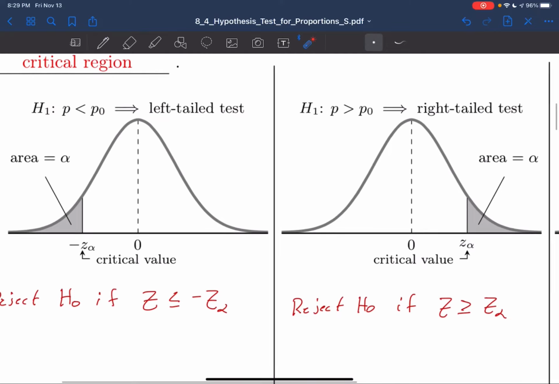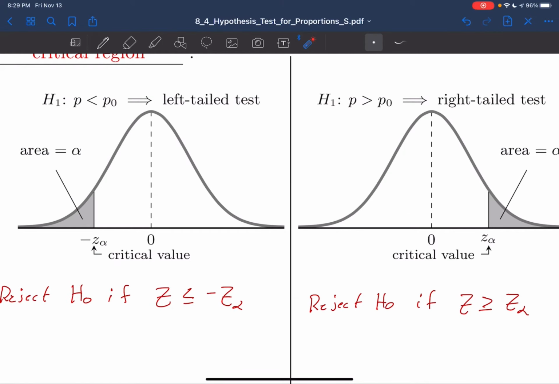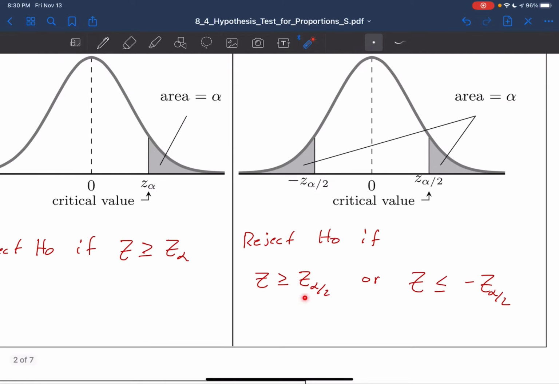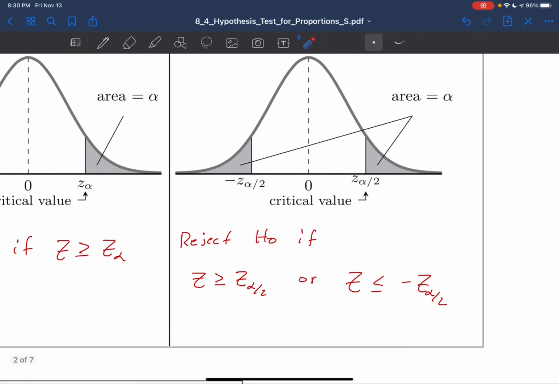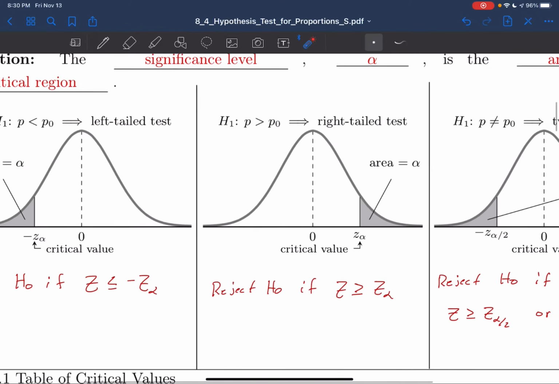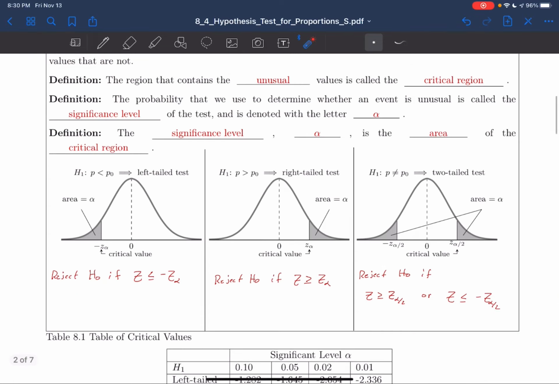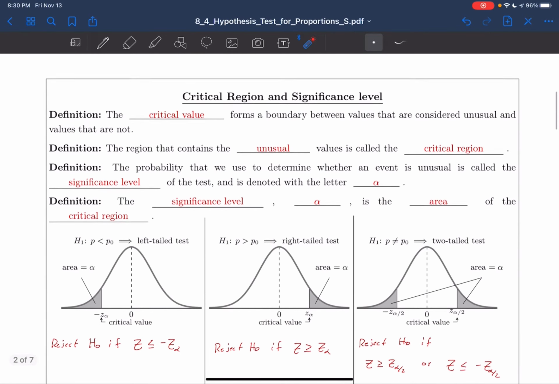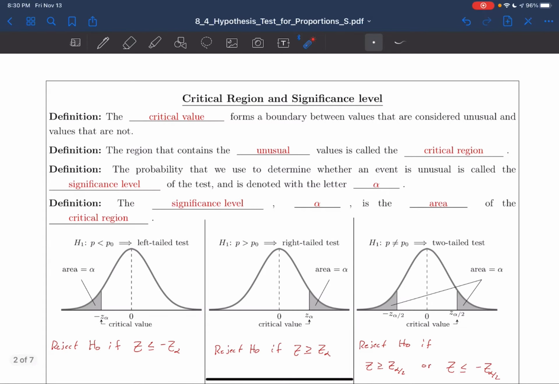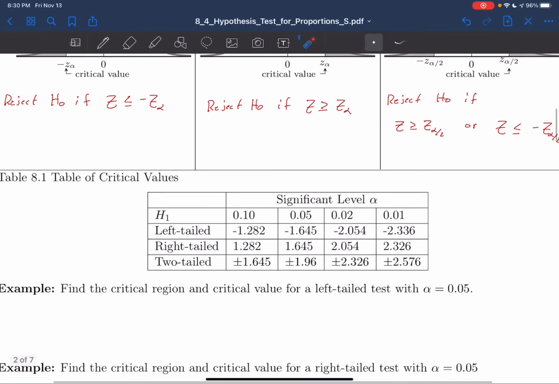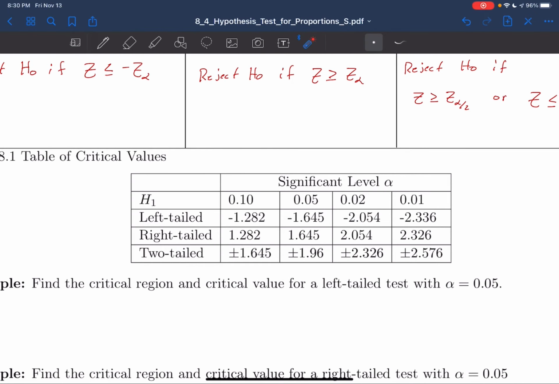So how do we find these critical values? How do I find these, like negative z of alpha, positive z of alpha, and positive z of alpha over 2, and negative z of alpha over 2? How do I actually find these critical values for proportion? Well, it's actually exactly the same thing as when we're finding critical values for hypothesis testing when sigma is known, when our population standard deviation is known. So again, we use this little chart here, this little box, to compute our critical values.